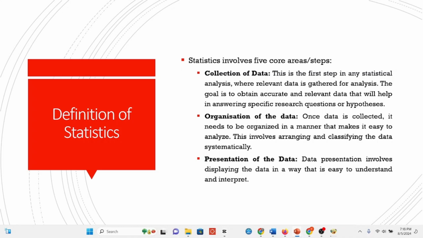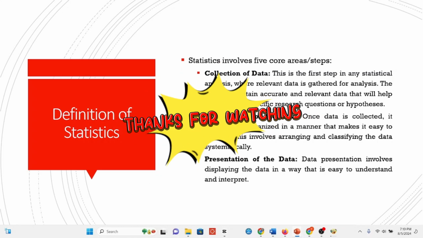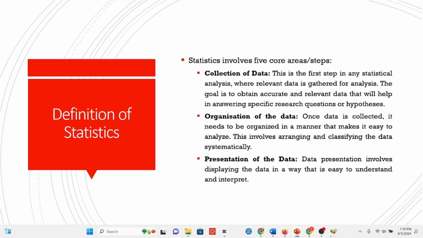Data presentation involves displaying the data in a way that is easy to understand and interpret. The presentation of data is about conveying the organized data in a clear and understandable manner, often using tables, charts, graphs, or other visual aids. This step is crucial for summarizing complex information and highlighting key findings, making it easier for audiences to comprehend and interpret the data. Effective data presentation involves selecting the right type of visual representation, considering factors like the nature of the data and the audience's level of expertise.